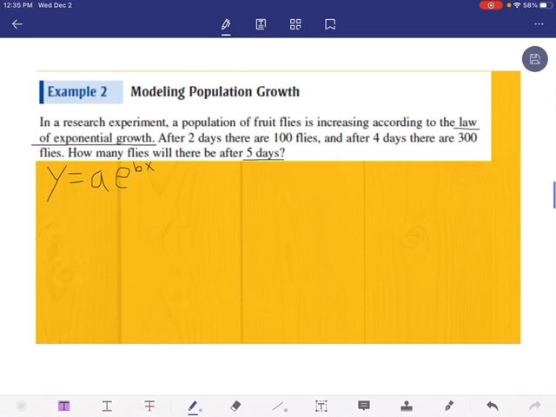So we know that after 2 days, there were 100 flies. So 100 is going to be my y value. And 2 is going to be our x value. Likewise, we know after 4 days, there were 300 flies.